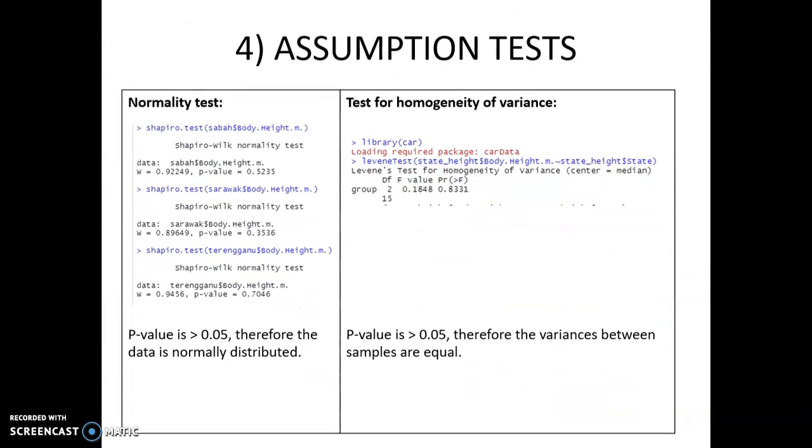Moving on to the assumption tests. As usual, there are two assumption tests. In order to find the statistical test, you have to perform these two tests, which are the normality test and the test for homogeneity of variance. For both of them, you just have to do it in R.